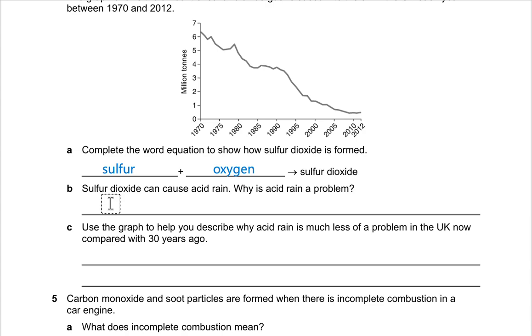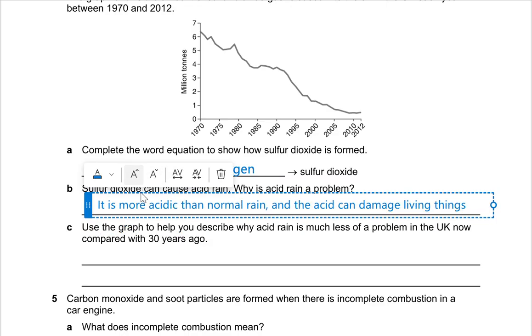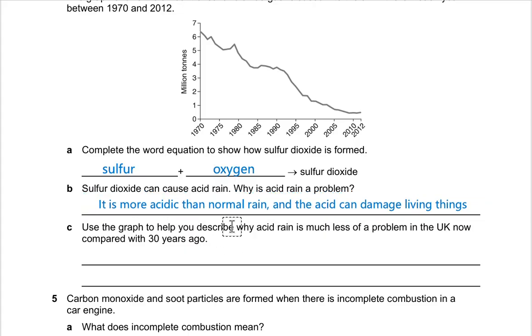Sulfur dioxide can cause acid rain. Why is acid rain a problem? So for the answer you can write it like this. It is more acidic than the normal rain. Do you remember that? Yes. It's more acidic. And the acid can damage living things. So living things in the sense trees, then animals.